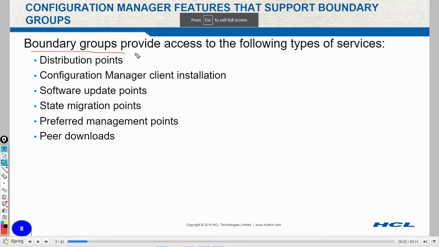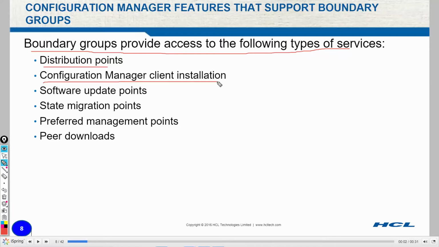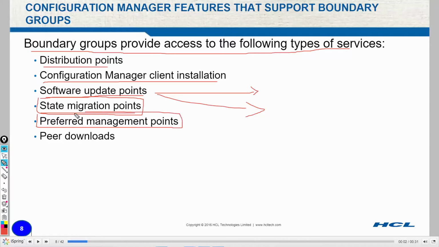So boundary groups provide access to the following types of services. It provides access to distribution points. It provides Configuration Manager client installation. It provides access to software update points through which you will push your software updates or you can deploy OS also. It provides state migration points if you want to do any migration activity, like user profile migration. That is done with the state migration point, preferred management points, and peer downloads. Peer downloads is possible with BranchCache.